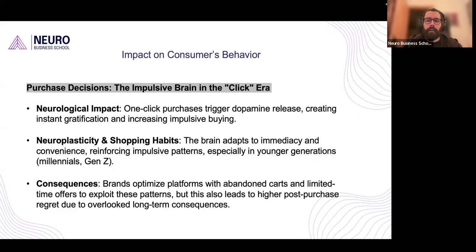We can somehow have the favor of this new shape of the brain of people, because now, especially the younger generations, they don't have the patience to do a really long process of purchasing through e-commerce or maybe apps. Okay. Consequences of this, well, brands optimize the platforms to make the whole process easier.